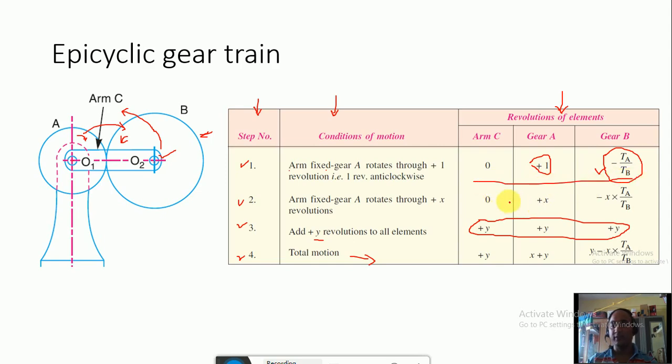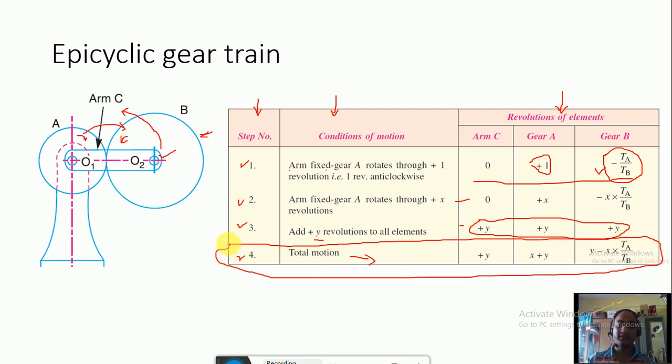Now we have to add these two rows: 0 plus Y gives Y, X plus Y, and for B, Y minus X TA upon TB. So we got everything in this particular table. This last row is very important for us. Let us consider that we are given TA and we have to find TB. We can easily find it using this tabular method.